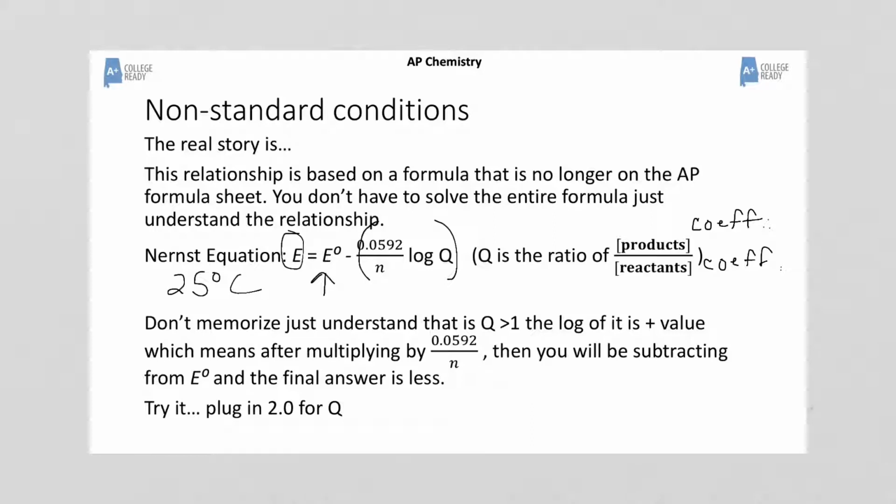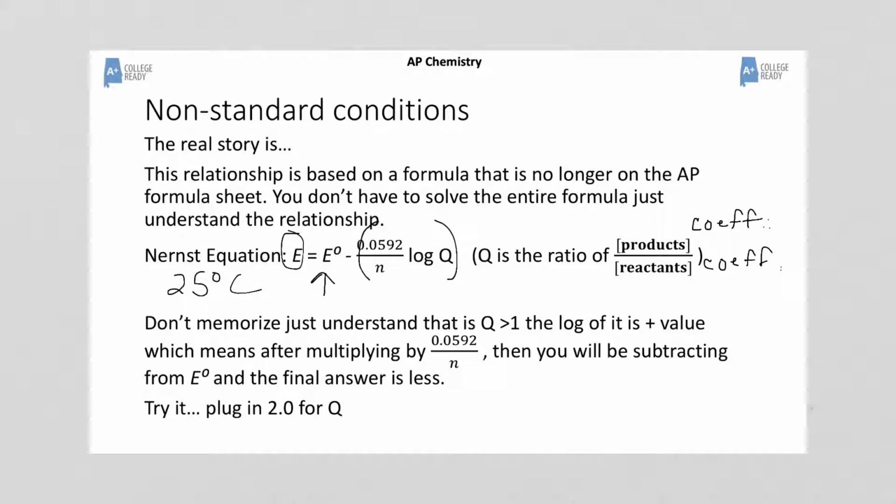If I plugged in a fraction, like if the ratio was 1 over 2, I'm really plugging in the log of 0.5. If I plug in a value that's less than 1 and take the log of it, and you can try this in your calculator, just plug in, hit log 0.5, and you'll see it's negative, or any number less than 1. What happens is, no matter what math we're doing in that term in parentheses, if you're subtracting a negative answer, you're adding.